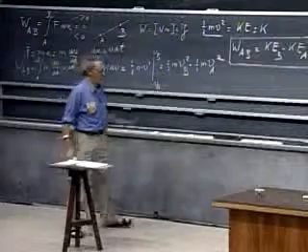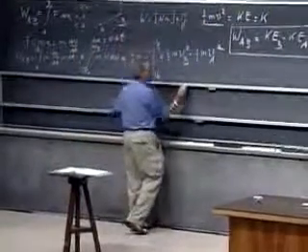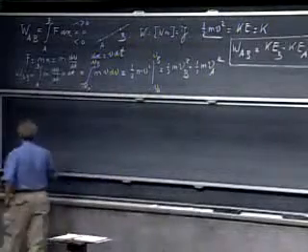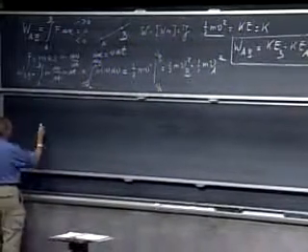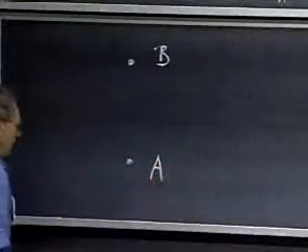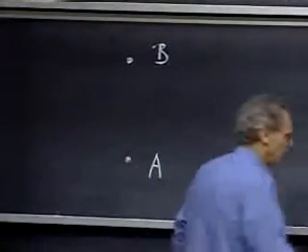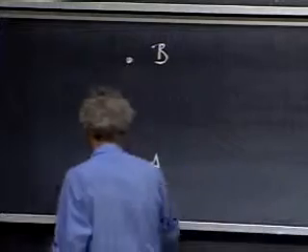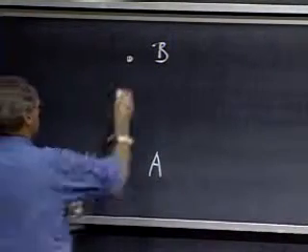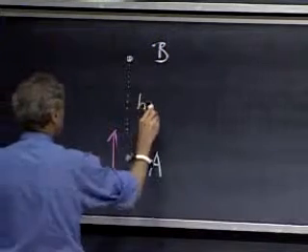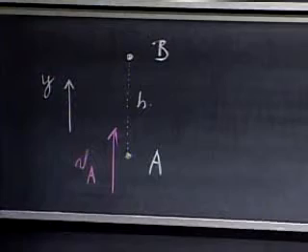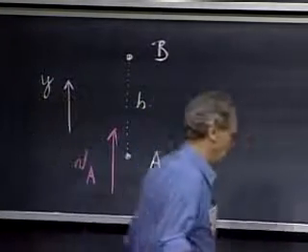Let's do a simple example, applying this work energy theorem. I have an object that I want to move from A to B. I let gravity do that. I give it a velocity. Here is the velocity vA. And let the separation be h, and this could be my increasing y direction.